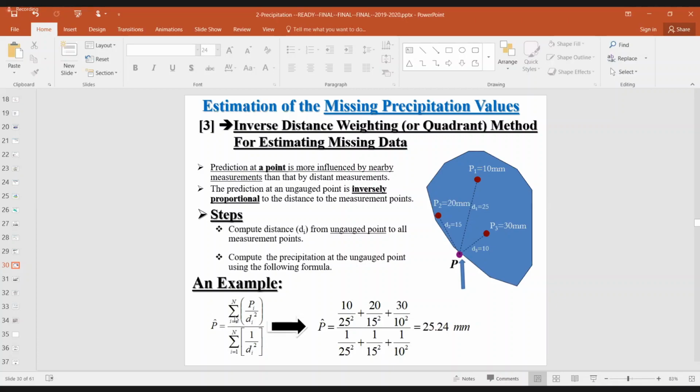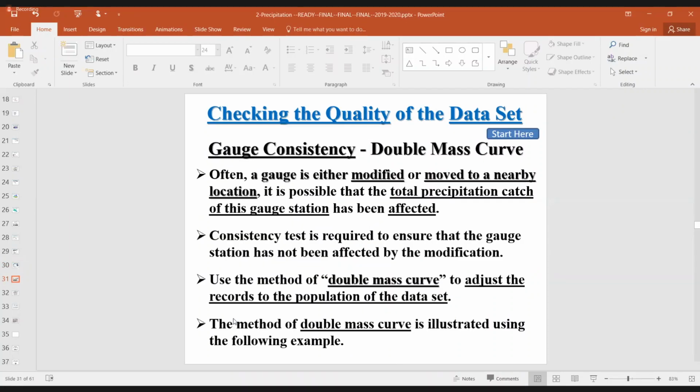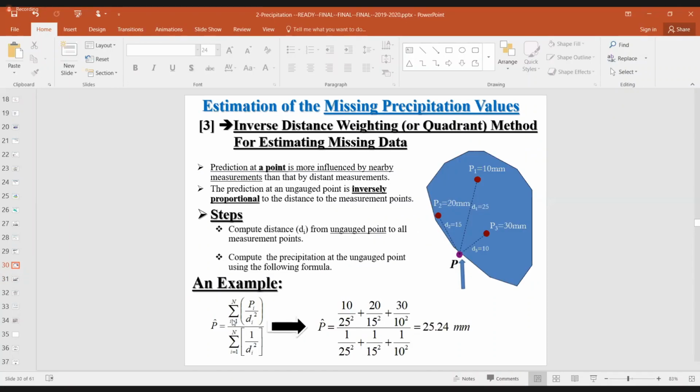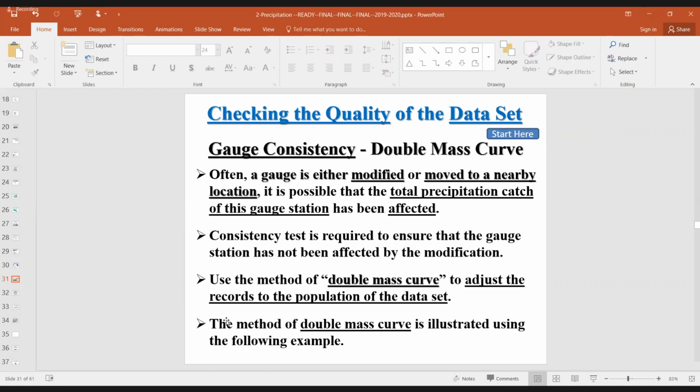So today we are saying that our data is complete. Now, is this data of reasonable quality to do our work? To be able to do that, we do something called double mass curve analysis to test the quality of the data set. So how do we do it? The idea is as follows.